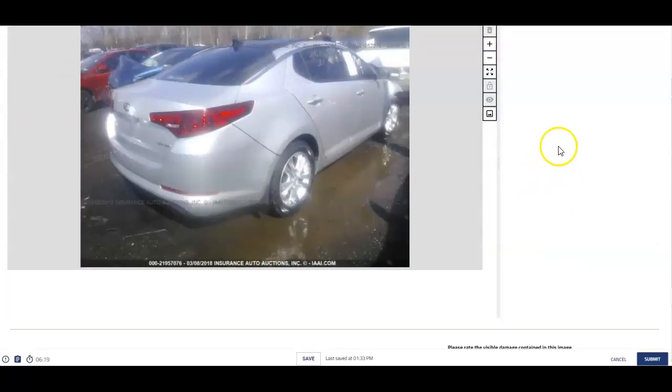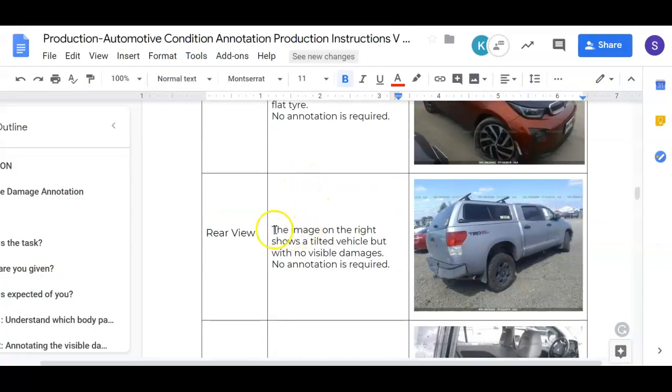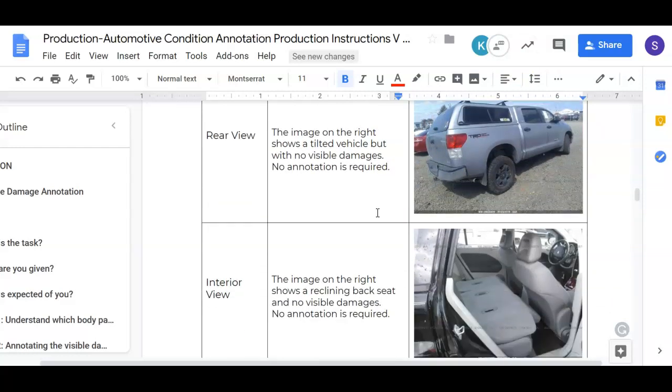Now, the next thing is this, for example. Same thing. Although you can see the car is a bit tilted to the right, remember we are talking about visible damage. There's no visible damage, so we treat it as no damage. You just don't draw a box. You submit it by selecting the no damage or minor scratch category.